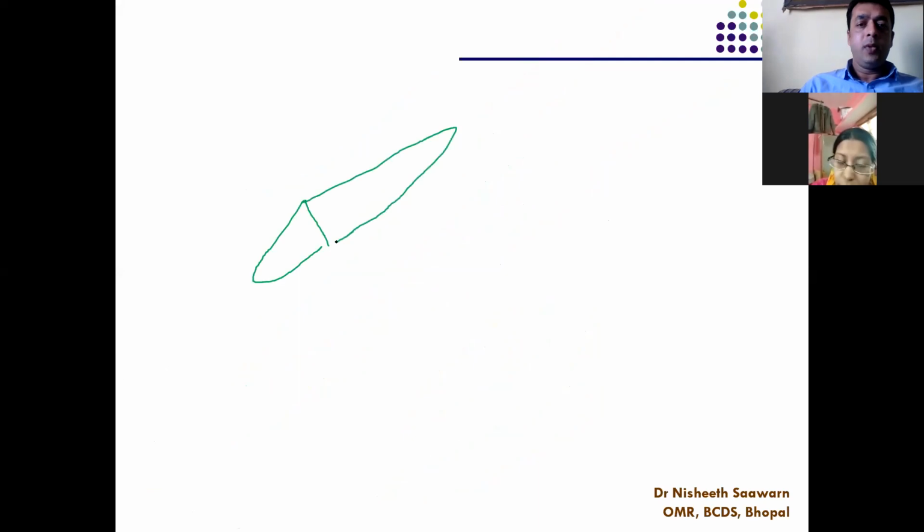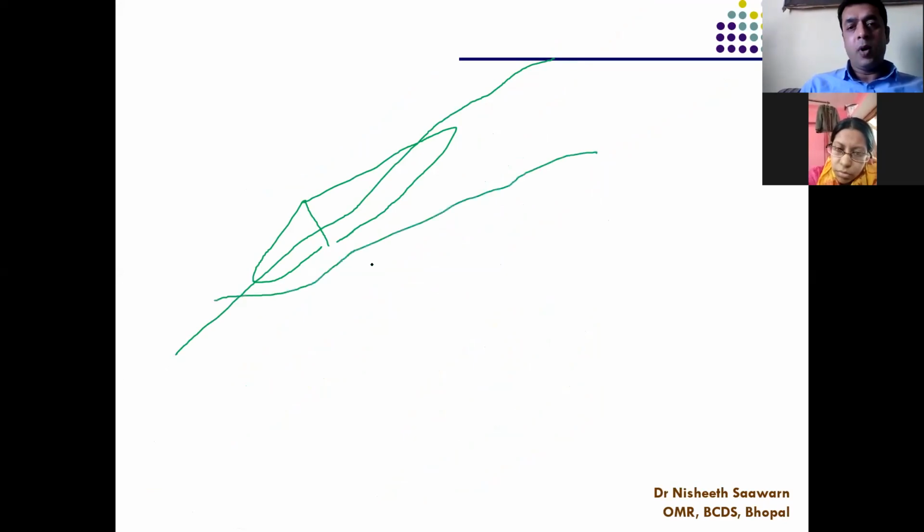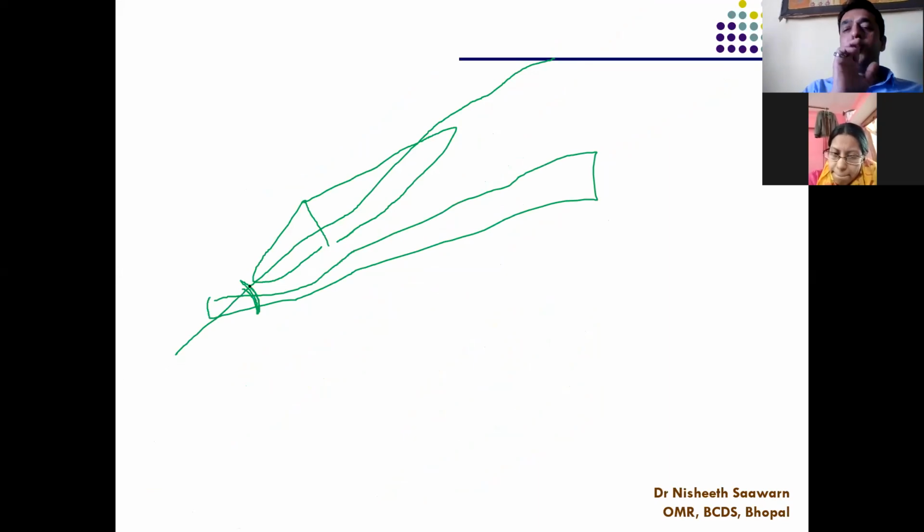So we have a tooth here, and this is the long axis of the tooth. We kept the film here like this in the mouth. Now an angle is formed between the tooth and the film. When you keep the film in the mouth, you can see that an angle will be formed. You have to imagine that a line is there which is bisecting this angle.